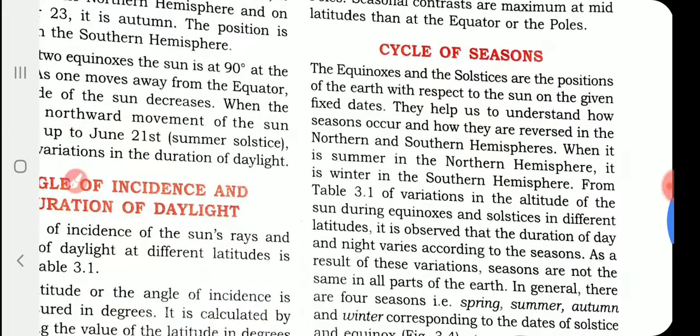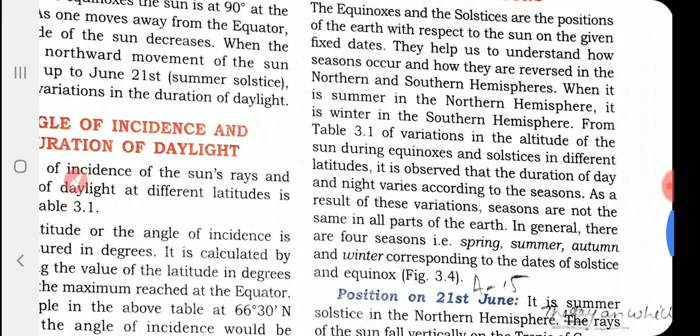Now let us see the cycle of seasons. The equinoxes and the solstices are the positions of the earth with respect to the sun on given fixed dates. You know that already. They help us to understand how seasons occur and how they are reversed in the northern and southern hemispheres. When it is summer in the northern hemisphere, it is winter in the southern hemisphere. Why? Because the sun is in the northern hemisphere.